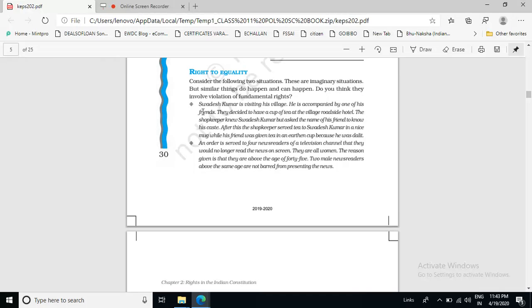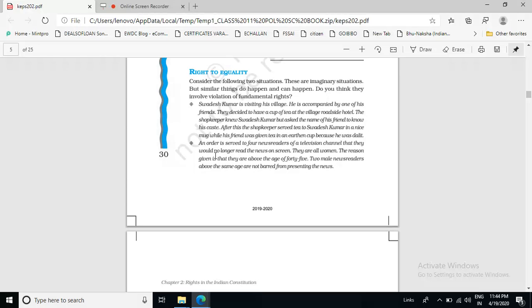And the other situation is this. Another example is this: an order is served to four news readers of a television channel that they would no longer read the news on screen. They are all women. The reason given is that they are above the age of 45. Two male news readers above the same age are not barred from presenting the news.